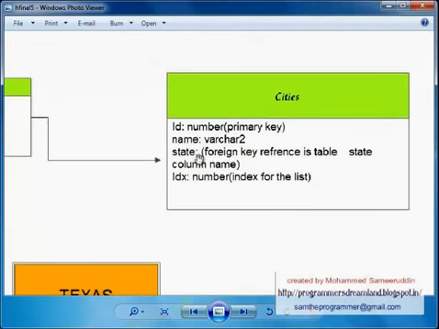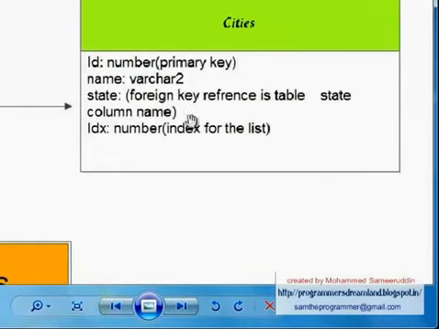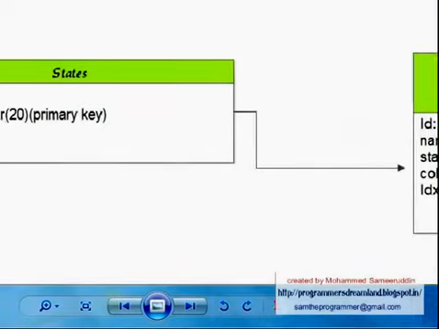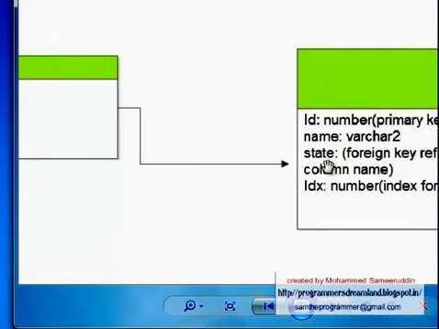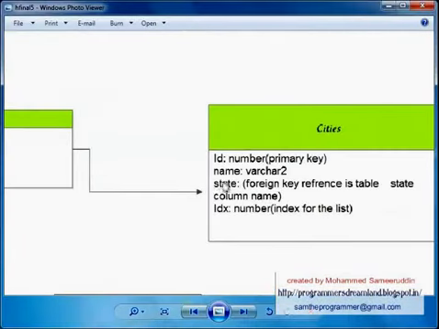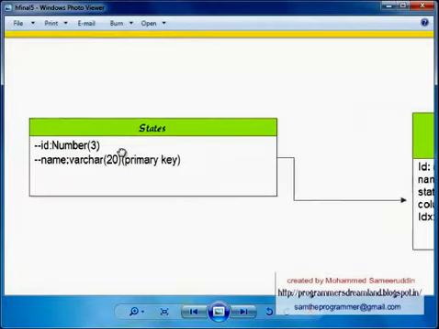And then I have state, which is a foreign key. State is of type varchar2 too, but this is a foreign key, and the reference of this foreign key is going to be the name column in the state table. So the name column in the state table is what the state column in the cities table refers to as its foreign key. That means if I'm inserting a city into a state, this state should exist in my state table.